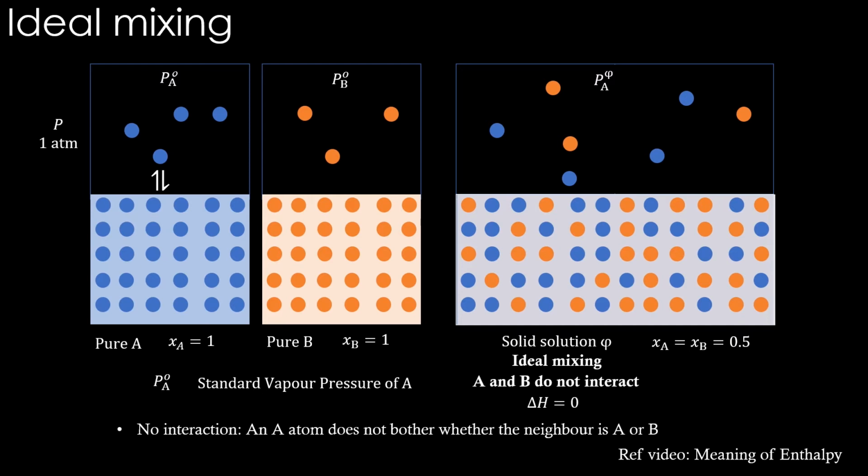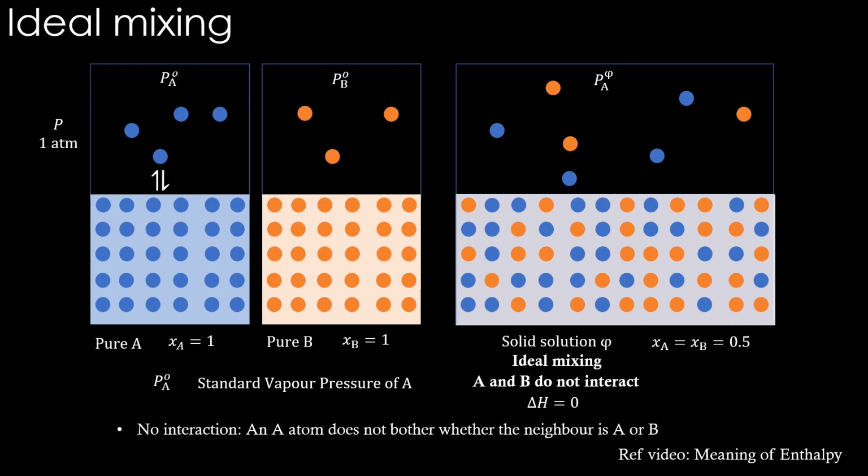One thing is for sure, that on top of pure A solid, there are no B atoms, no orange atoms. But on top of this solid solution, there are B atoms. Therefore, a part of the total pressure is exerted by B atoms here. Therefore, the partial pressure of A on top of this solid solution is going to be less than that on top of pure A solid.